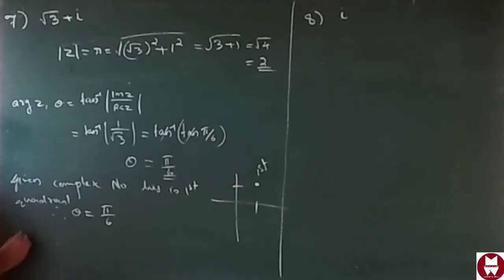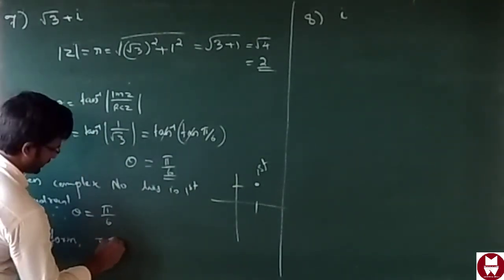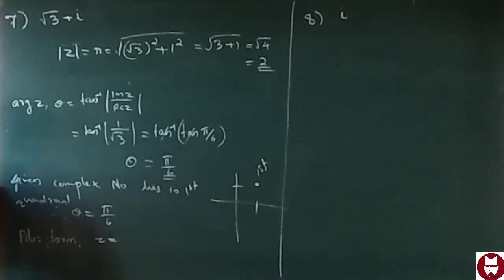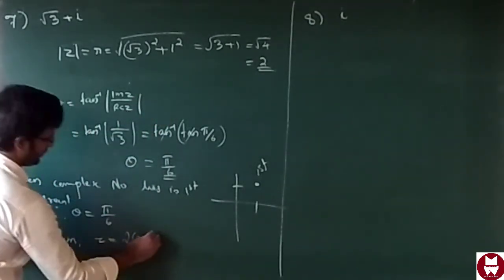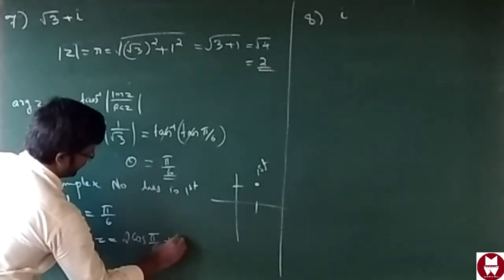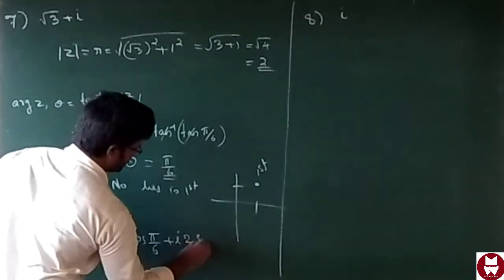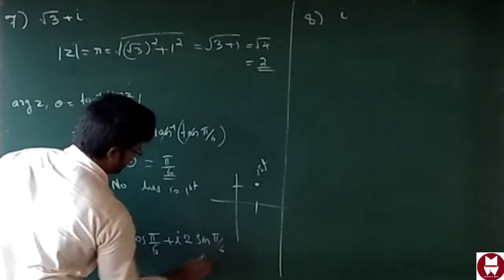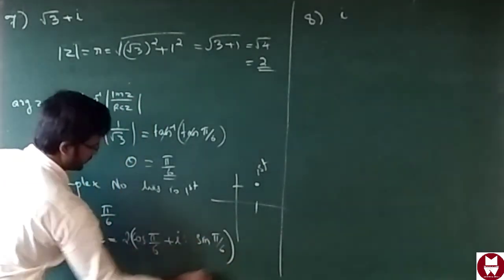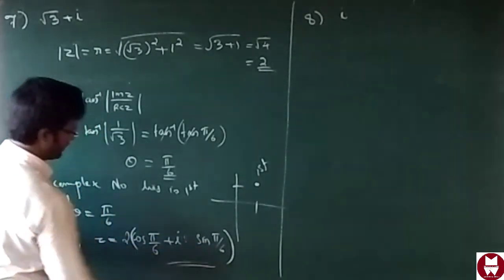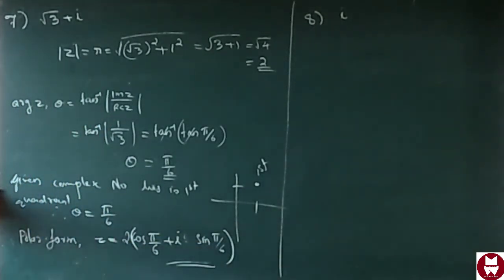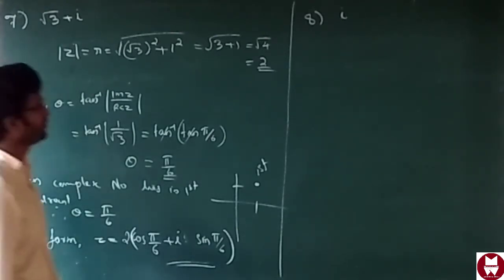And then the polar form. What is our required polar form? z equal to r cos theta. What is r? R is 2, cos theta means pi by 6, plus i r sin theta. R means 2, sin theta is pi by 6. This 2 take common outside: 2 cos pi by 6 plus i sin pi by 6. This is our answer. Very easy, just like the previous questions. Then question number 8.